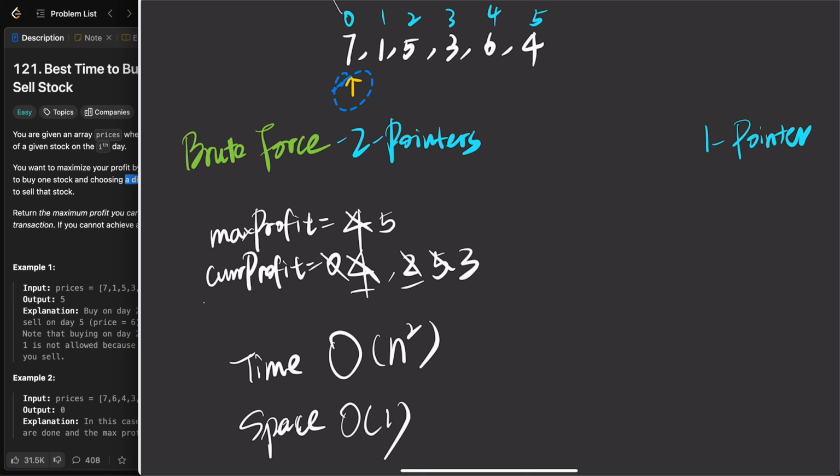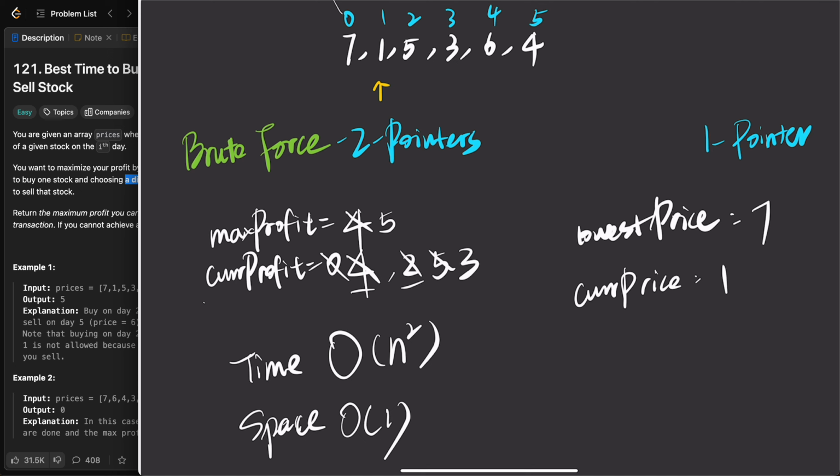When we are on the first day, I can say, please help me remember the lowest price till now, right? Now the lowest price is 7. And now move to the next one. Current price is 1. And is there any lower price before? I found it's no. So we can move to the next one.